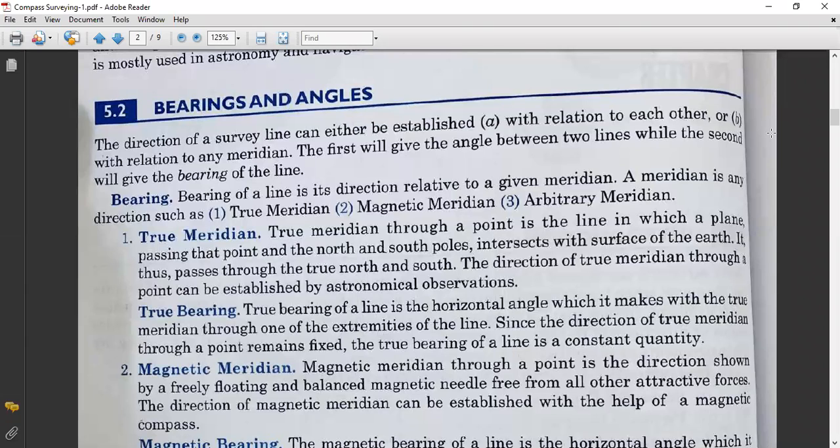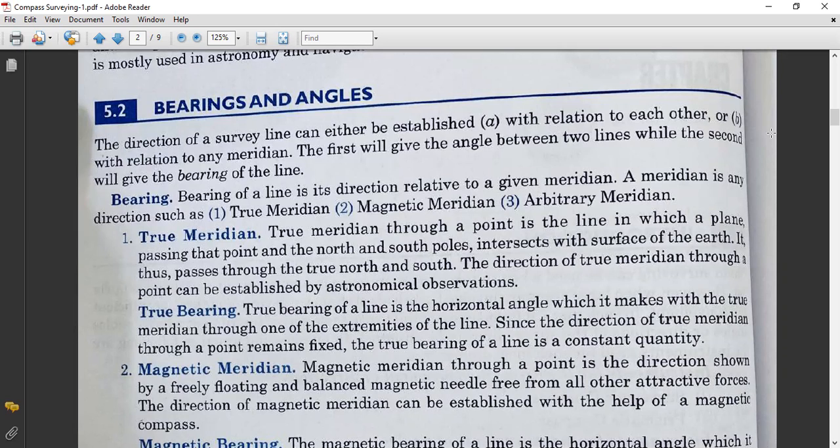So if I perform a compass survey using the bearing system, the direction of every survey line will be expressed in terms of some meridian. Suppose I take the north-south direction or the east-west direction as the meridian of the earth, then I will indicate the direction of all the survey lines with respect to that meridian. All 100 survey line directions will be expressed in terms of a single meridian.